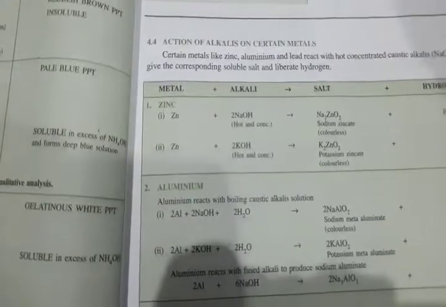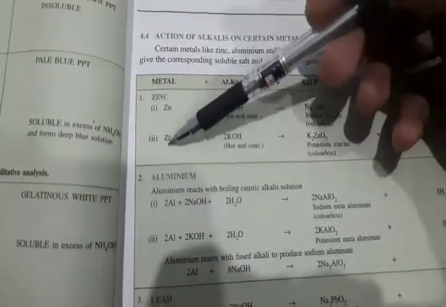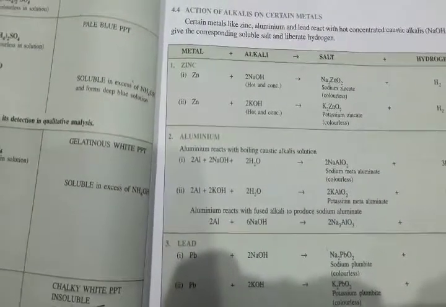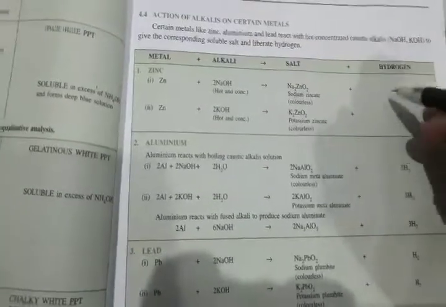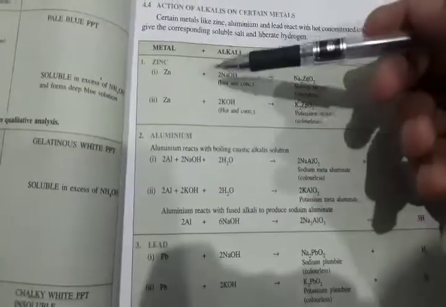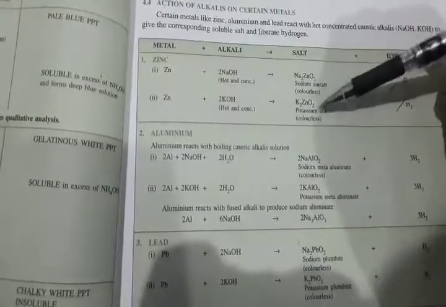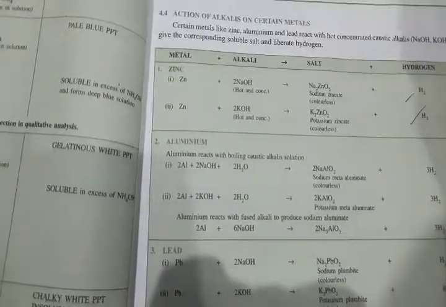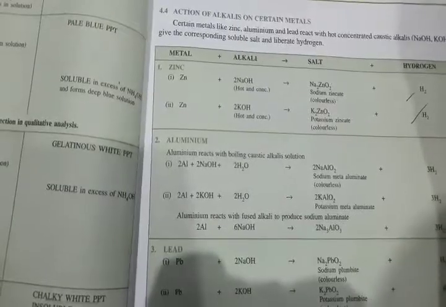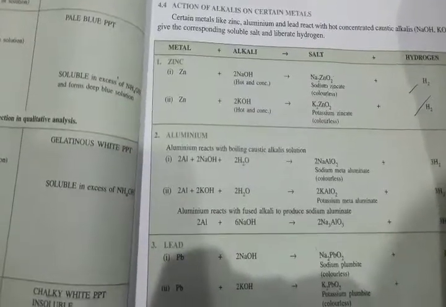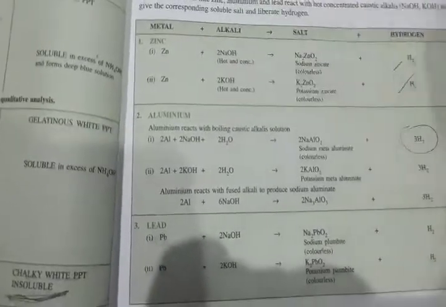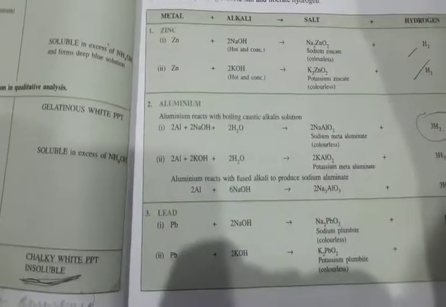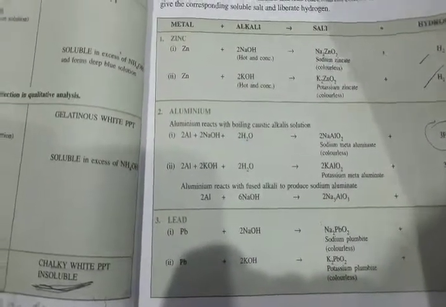Now we are moving towards this table. In this table they are showing that there are some metals: zinc, aluminium, and lead. When they react with hot and concentrated alkalis, they will liberate hydrogen gas, right? So here in the first reaction, see here, sodium zincate or potassium zincate is being formed, and hydrogen gas is liberated. In the next reaction also they are taking aluminium, reacting it with caustic alkalis like NaOH or KOH, right? It is being boiled with that. So here also hydrogen gas will be released. Similarly in the case of lead also, sodium plumbite and hydrogen gas are released, right? So this table is important.